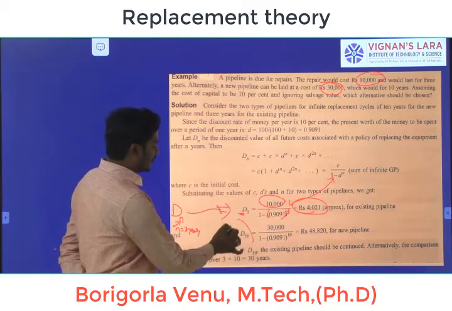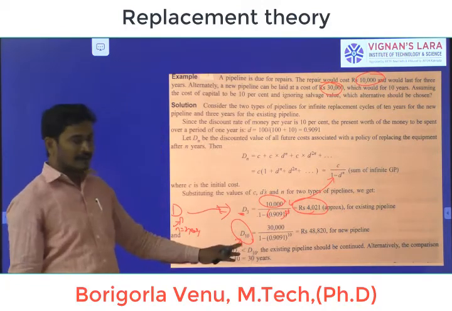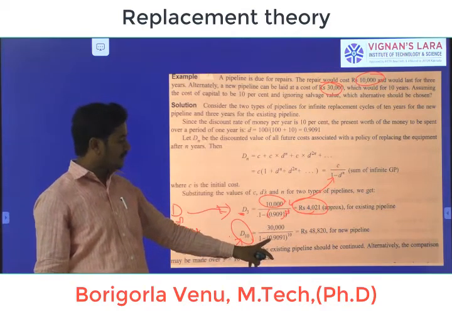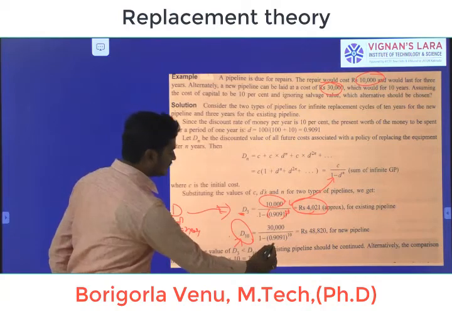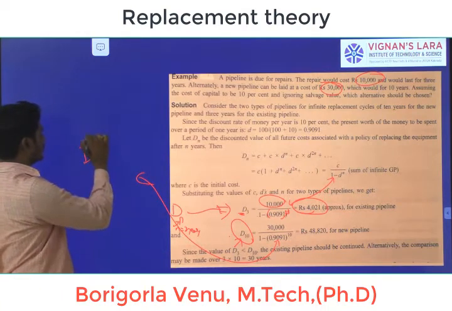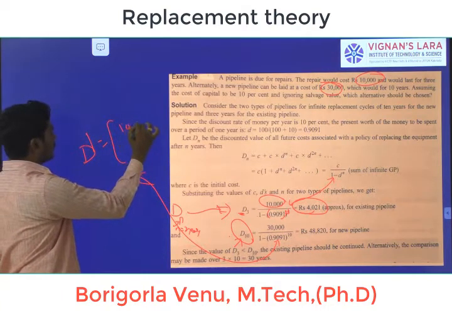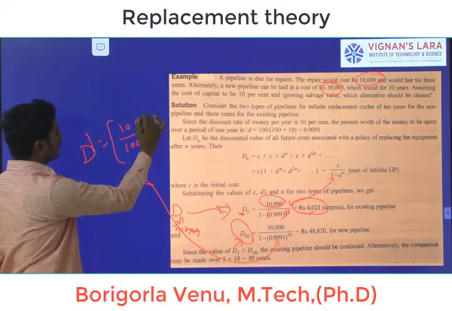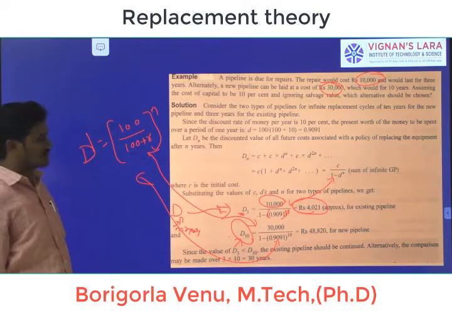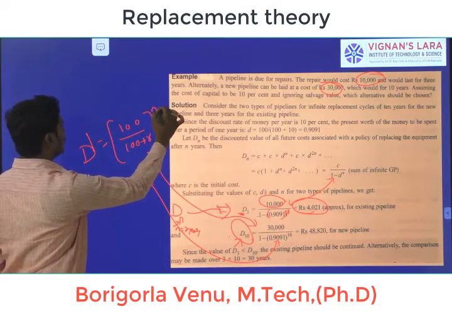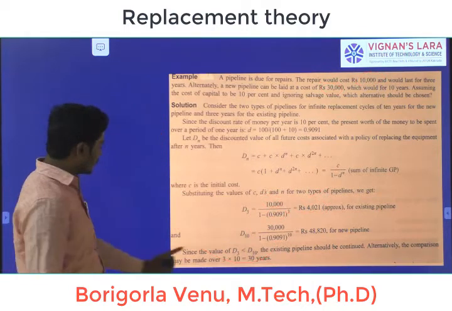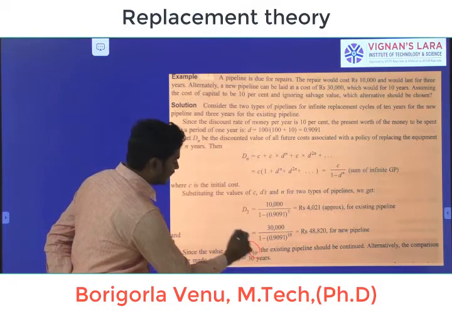Next, coming to the new pipeline, they are given 10 years maintenance cost, and the initial cost is given. D10 is equal to 30,000 by (1 minus 0.9091 power 10). How do we get this 0.9091? This is the depreciation cost. Depreciation cost we get D is equal to 100 by (100 plus r) power n. From this we get this one. Here n, we take 1 initially.